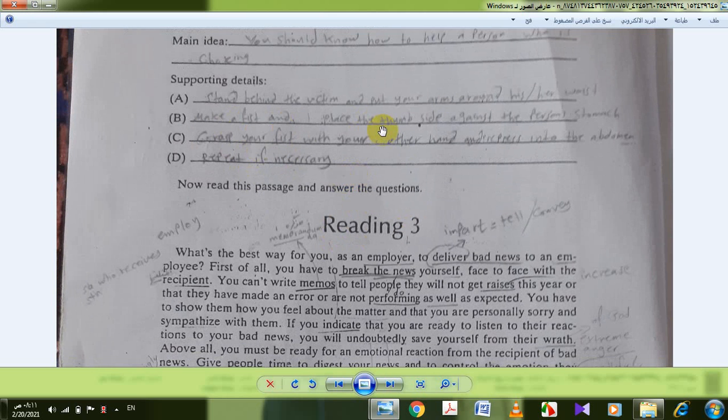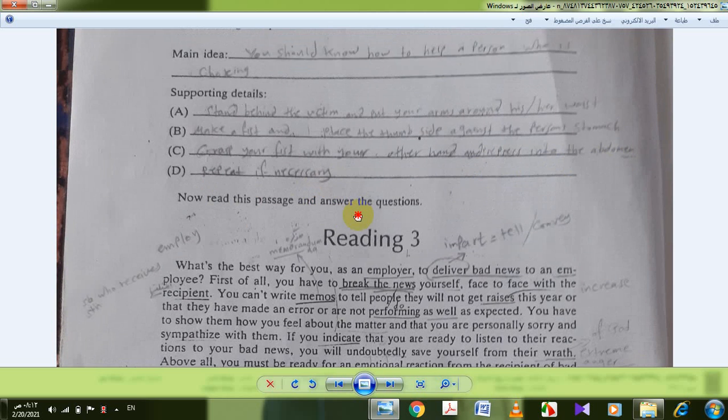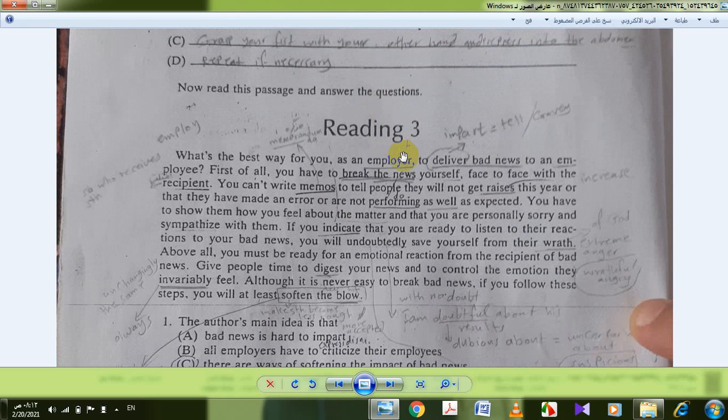Supporting details. These are the steps. Stand behind the victim and put your arms around his or her waist. Make a fist and place the thumb side against the person's stomach. Grasp your fist with your other hand and press into the abdomen. Repeat if necessary. Okay, so we are done with this text. Let's go to text number 3.